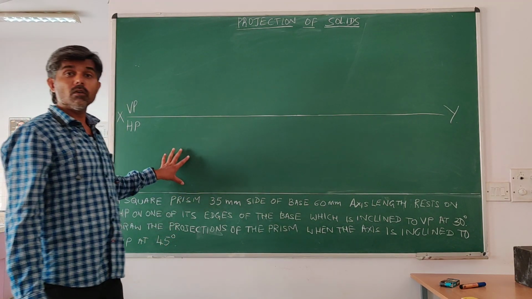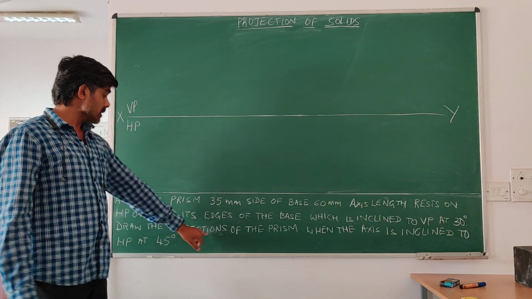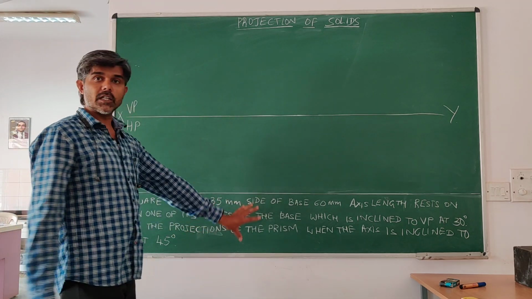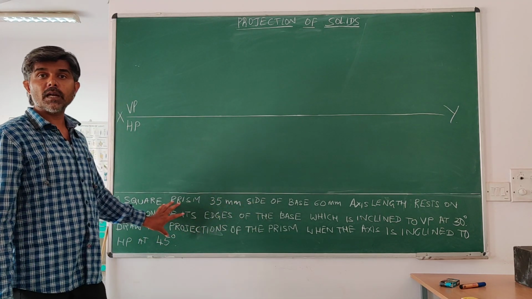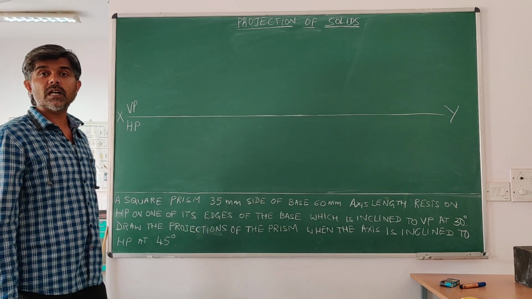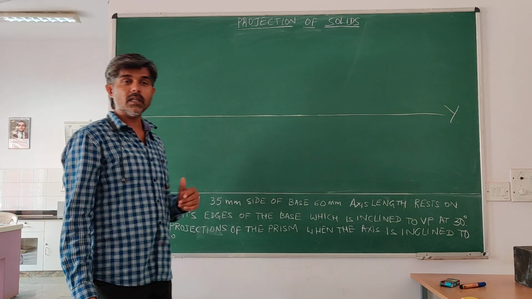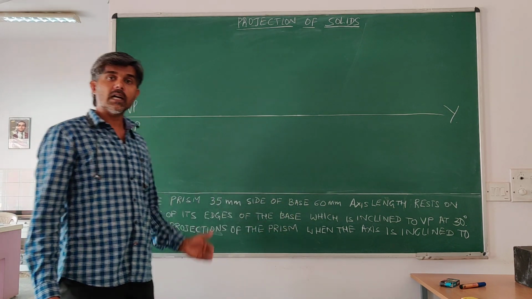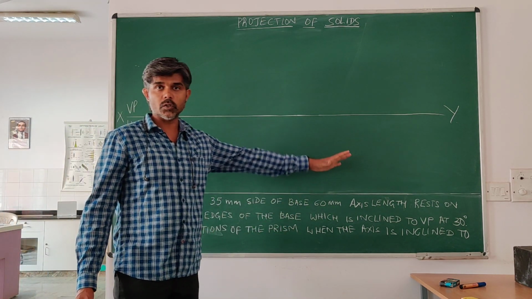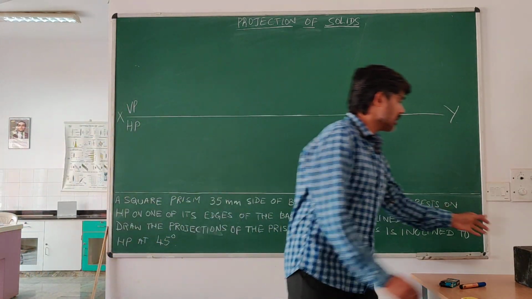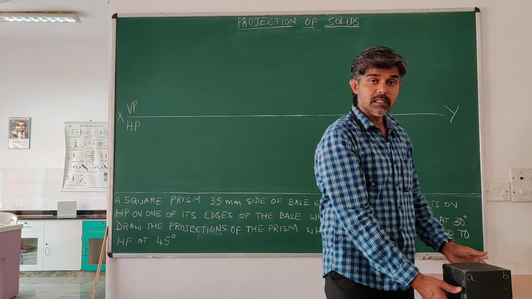Now we need to get the projections. Projections means here the top view and front view in the given condition. So we cannot do this final projection directly. We will start with the easy positions. From there onwards we will apply the projection rules and we will arrive at the final solution. Now, we have already drawn the projection of planes.